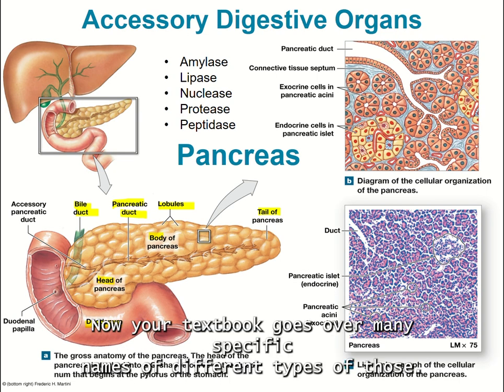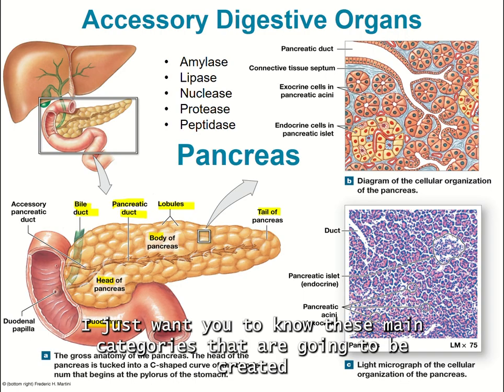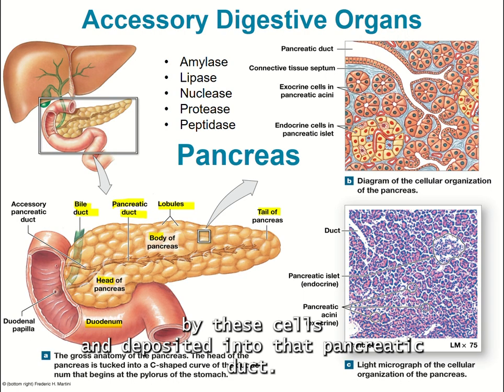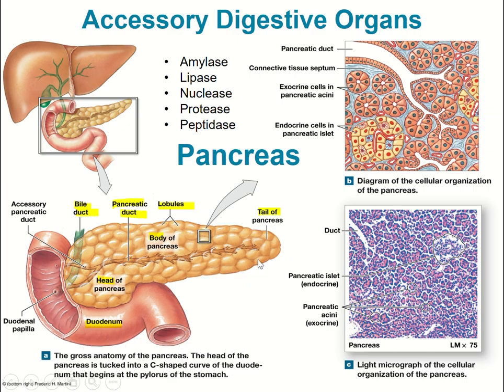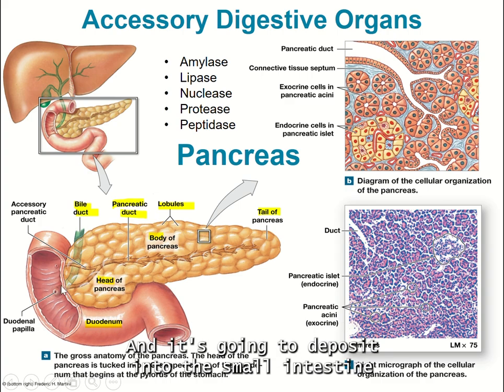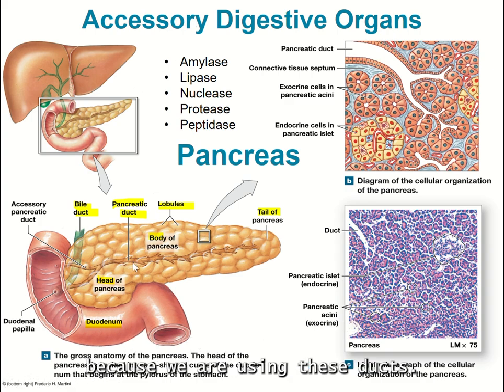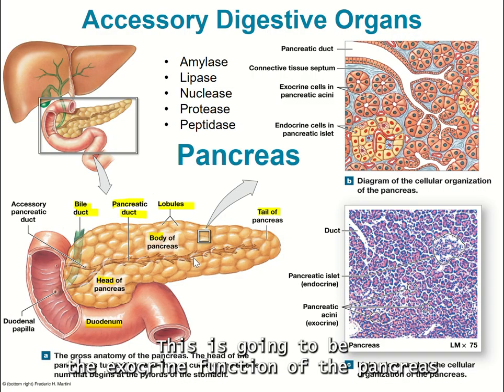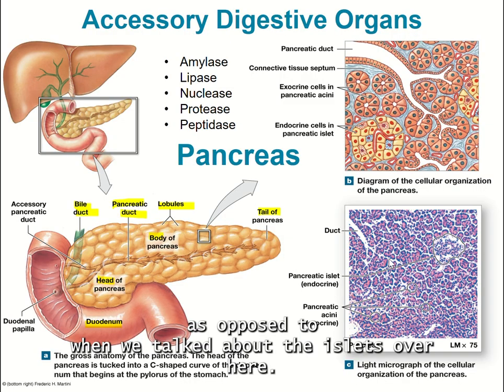Now, your textbook goes over many specific names of different types of those. I just want you to know these main categories that are going to be created by these cells and deposited into that pancreatic duct. And then notice we'll see that the pancreatic duct is going to extend the whole length of the pancreas, and it's going to deposit into the small intestine. Because we are using these ducts, this is going to be the exocrine function of the pancreas, as opposed to when we talked about the islets over here.